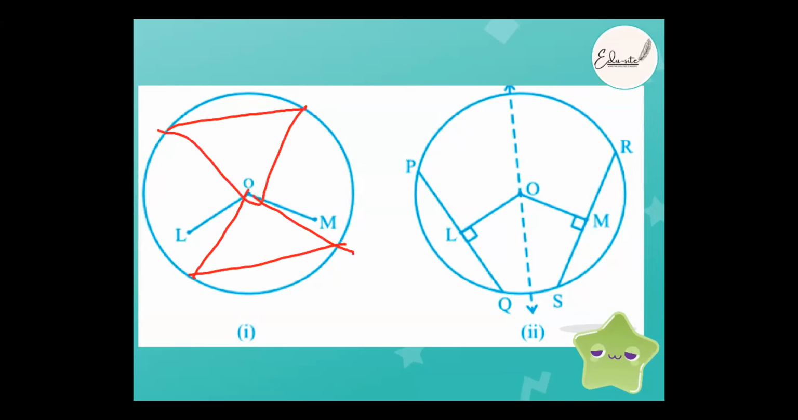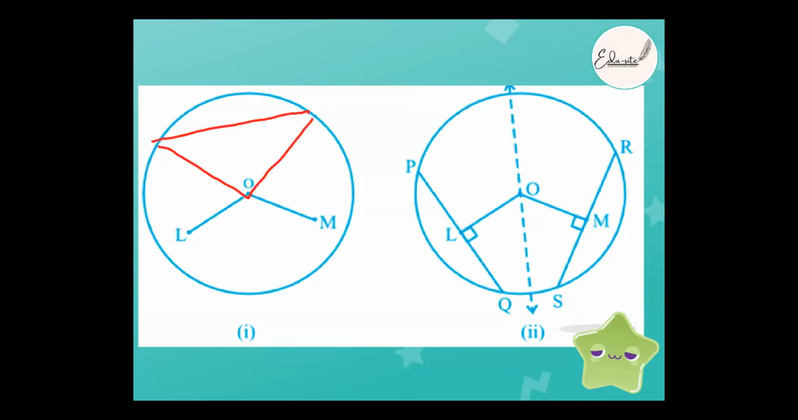Very good, excellent. Now tell me, what do theorems 2 and 3 state? Theorem number 2 states that if equal angles are subtended at the center of the circle, then the chords are equal. That is vice versa of theorem number 1, right? Yes. So theorems 1 and 2 are clear. Now tell me, what do theorems 3 and 4 state?